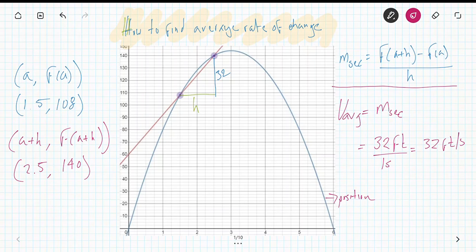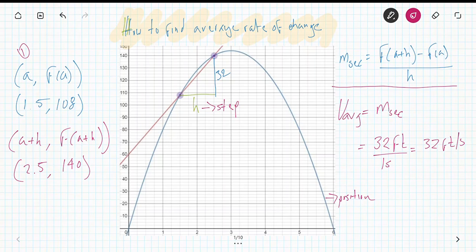And how do we approximate that slope? Well, we take point 1, which is expressed here by the expression a, f of a. And so that value is 1.5 and 108. All right. And my second point is going to be a horizontal distance of h. H we previously said was going to be called the step, right? And so we evaluate another point, a plus h, right? And that second point is going to be 2.5 and 140.